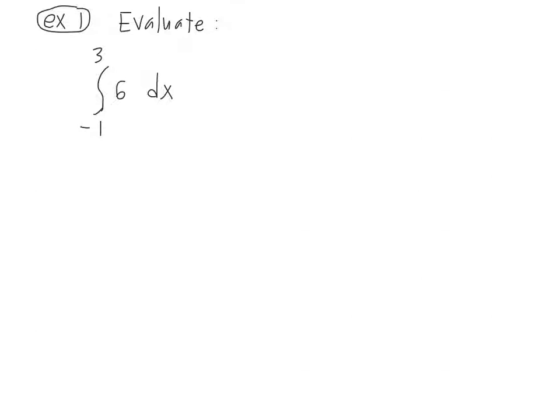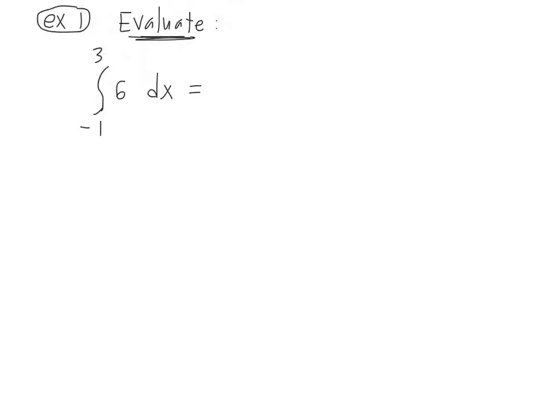Alright, let's look at an example. Suppose we wish to evaluate the following. We see a definite integral. It's a definite integral because you see numbers here. You see a lower bound of -1, an upper bound of 3, and then the function itself is just 6, and then you see this dx on the end. Okay, so x is our independent variable. Notice there's no x in our function.